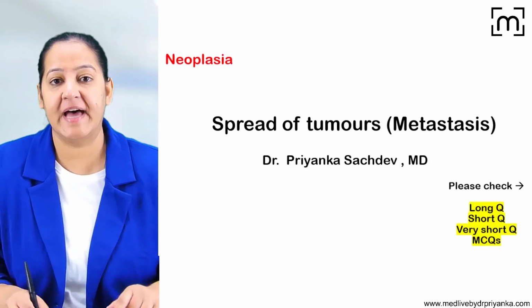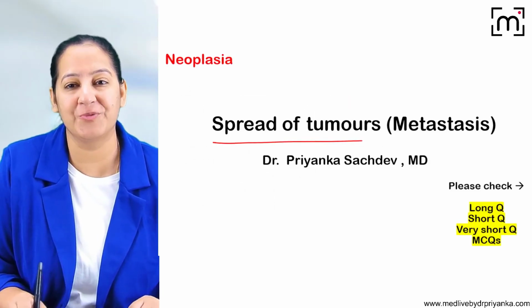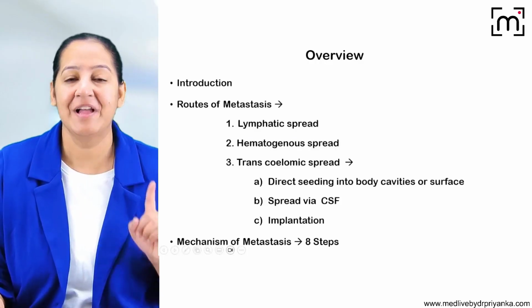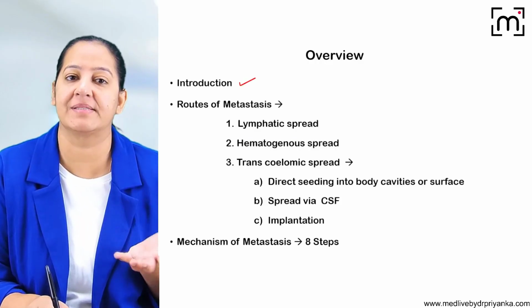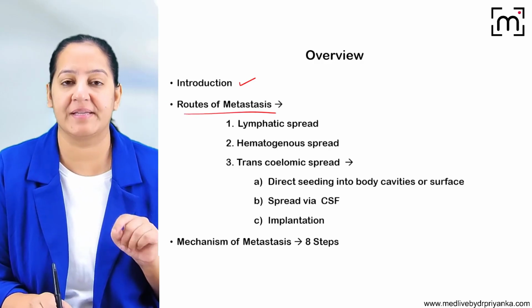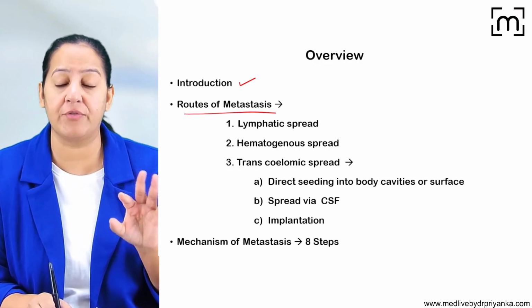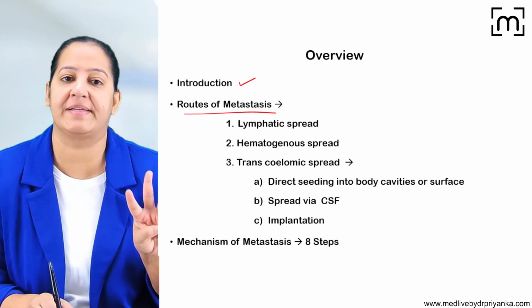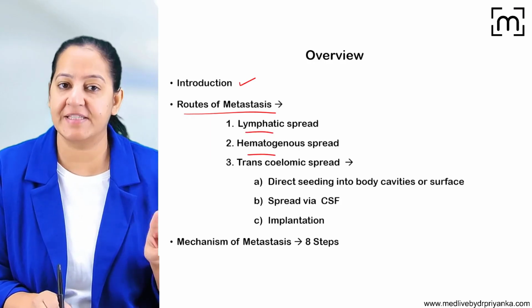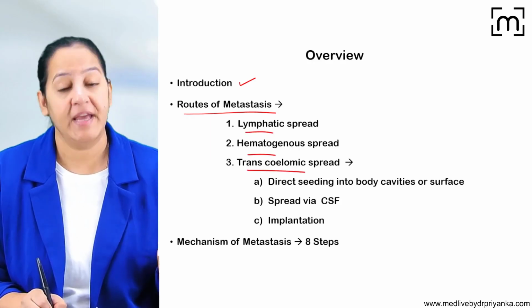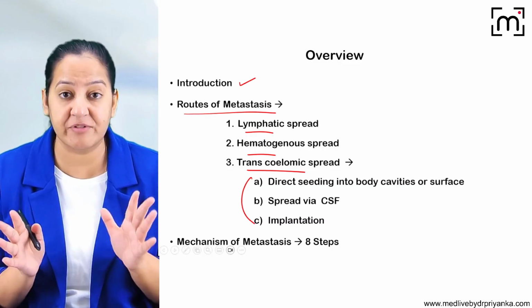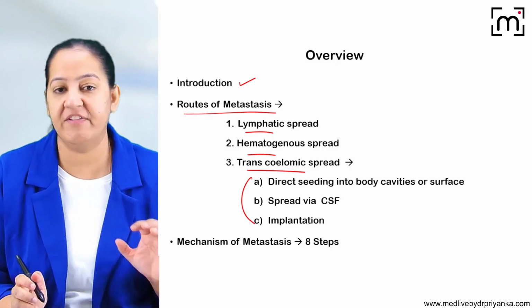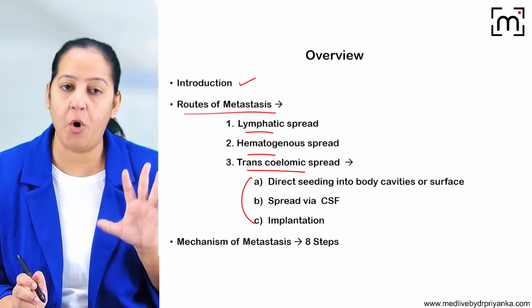The topic, that is spread of tumors, metastasis. Let's start it. First of all, I will let you know the introduction. What do you mean by spread of tumors? Then we will see the various routes of metastasis. Basically, there are three routes of metastasis. First is lymphatic, second is hematogenous, and third is transcoelomic. In the transcoelomic spread itself, there are three different types of spread. So we will be understanding all three ways.